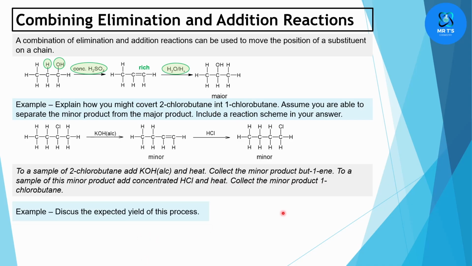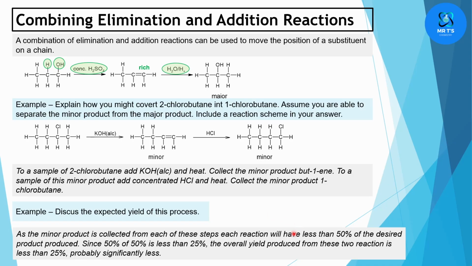This is the next question I had here: discuss the expected yield. As I said, each of these reactions produces less than 50%, so overall we're going to have 50% of 50%, which is less than 25%. That isn't great if I wanted to collect the product. And that's how we might use elimination and addition reactions to move the position of the substituent on an organic molecule.